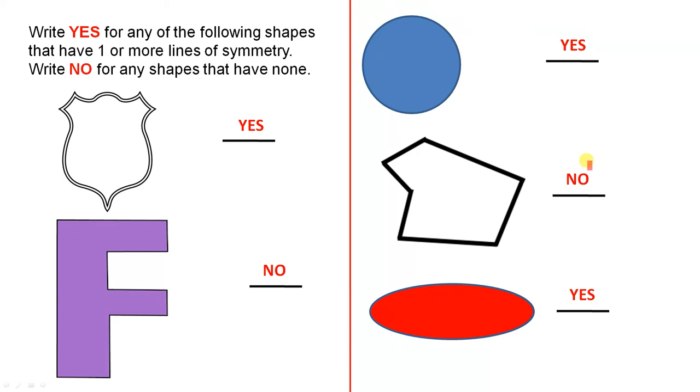This one does not have any lines of symmetry. You cannot draw a line to divide this into two exactly equal halves. And the oval, the answer is yes. You can go vertically like that, or you can go across like that. So that has two axes of symmetry, so the answer is yes. Your main task was to either write yes or no. So that just gives you an introduction into lines of symmetry, which are also called axes of symmetry.